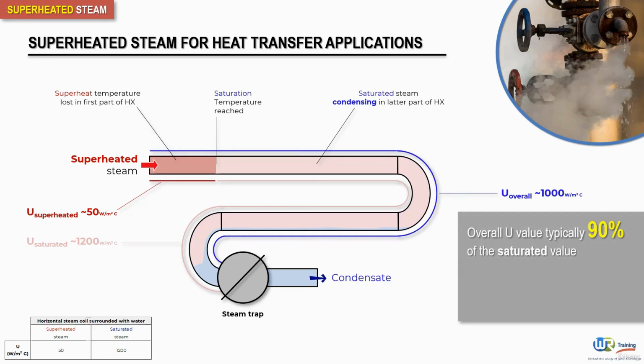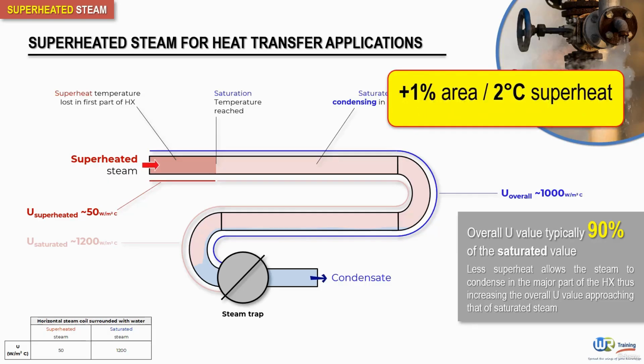So, as seen here, less superheat allows the steam to condense in the major part of the coil, thus increasing the overall U value approaching that of saturated steam. Okay, now from practical experience, the extra heating area needed for superheated steam is 1% per 2 degrees Celsius of superheat. This seems to work up to 10 degrees of superheat.